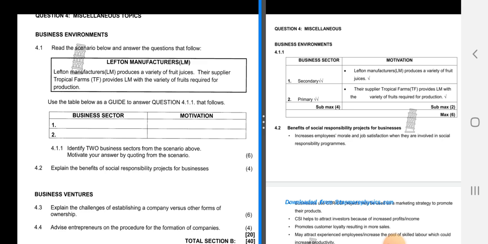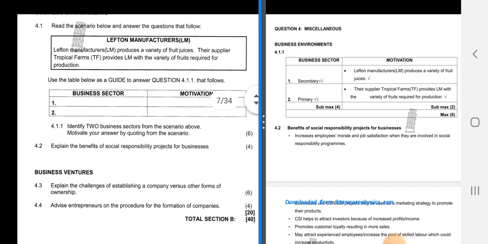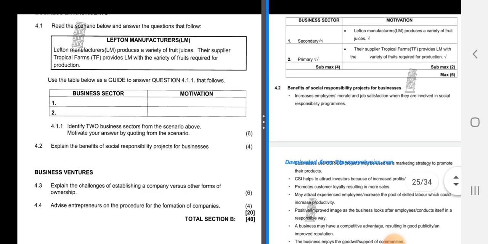Motivate your answer. There is the secondary, where LM manufactures a variety of fruit juices, and then the primary, where they have their supplier. So when they say motivation, you quote the scenario that has been given to you. You don't come up with your own things.